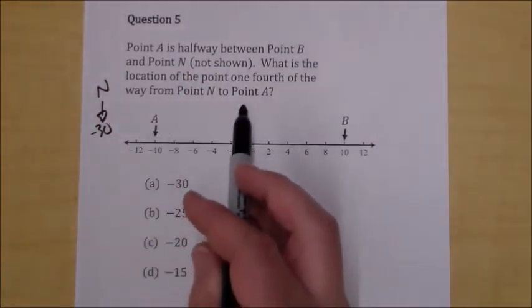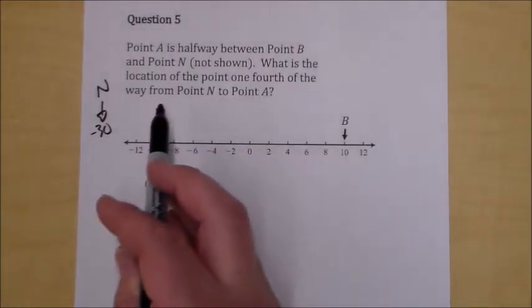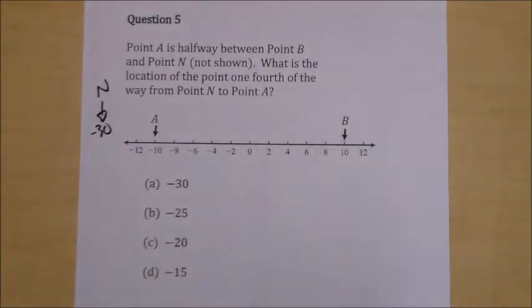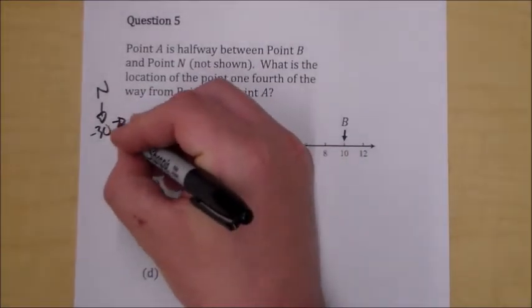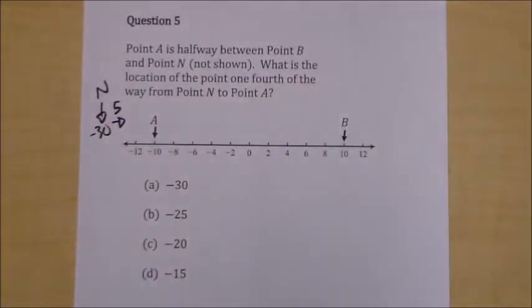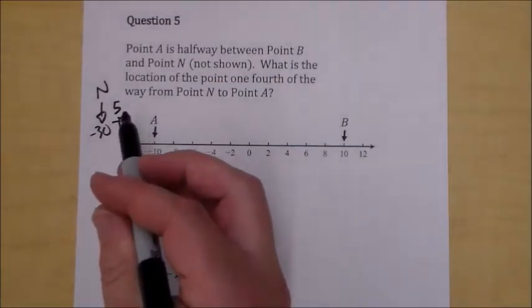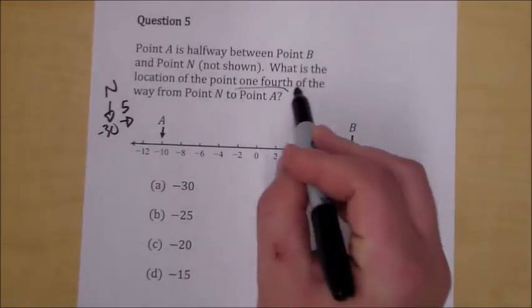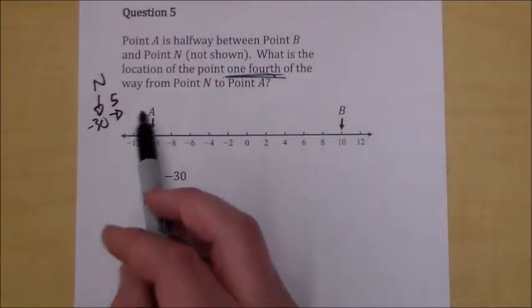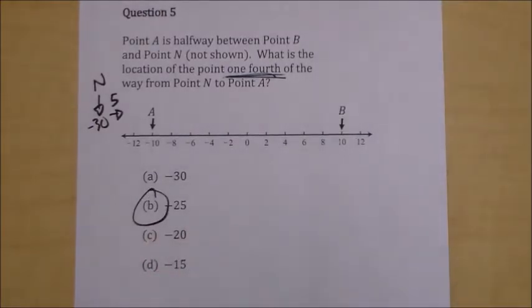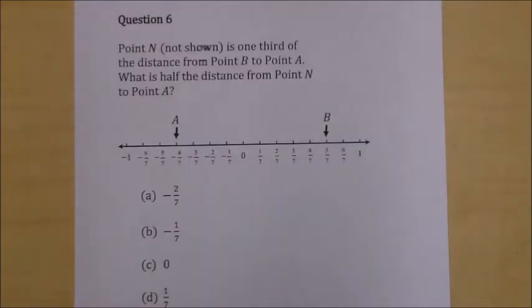What is the location of the point 1/4 of the way from point N to point A? Okay, so we're going 20 spaces, and 1/4 of 20 is 5. So we're going 5 spaces from point N towards point A. We're going 5 spaces because 5 is 1/4 of 20. So what do we got? When we got -30 plus 5, we got -25. And we're good. Question 6, point N, not shown, is 1/3 of the distance from point B to point A.